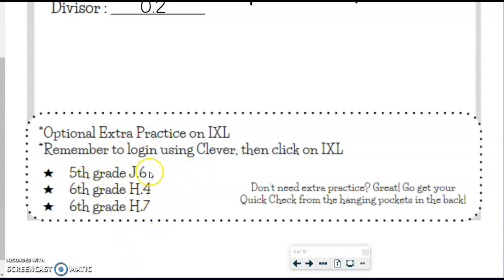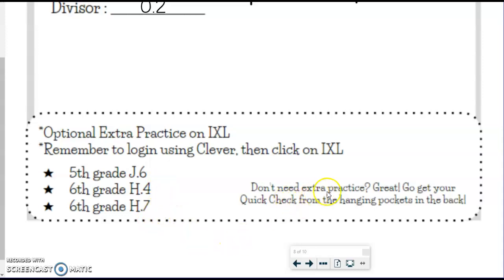Notice this first one's a 5th grade one. Some of them are just whole numbers. Some of them have decimals. So whatever you think you need, feel free to try that. Just remember to log in using Clever like we do for Extra Math and click on IXL instead. And you should be able to go to those. Okay, just pay attention to which grade you're in and which one you're looking at.